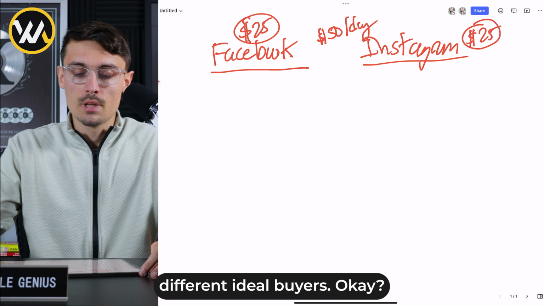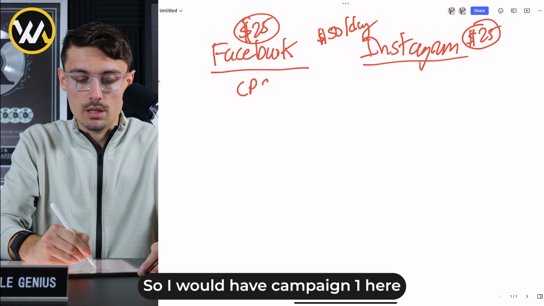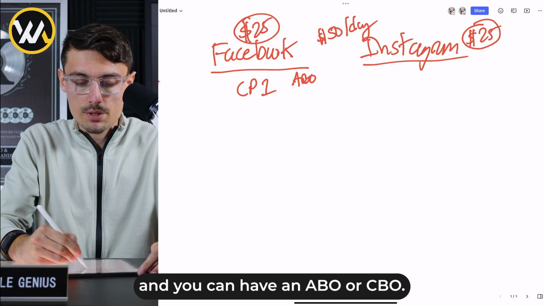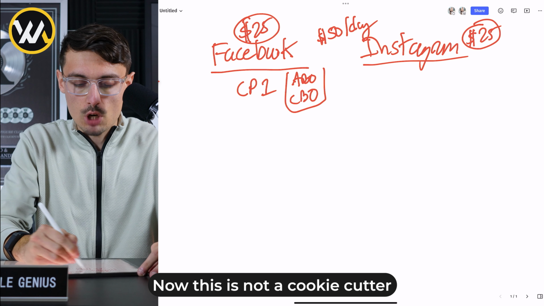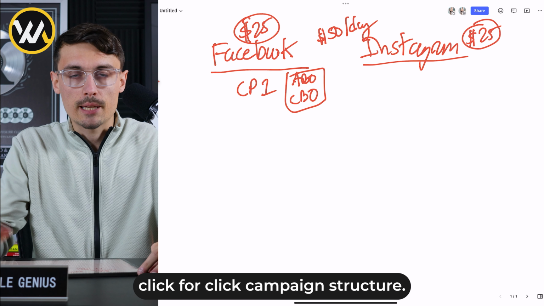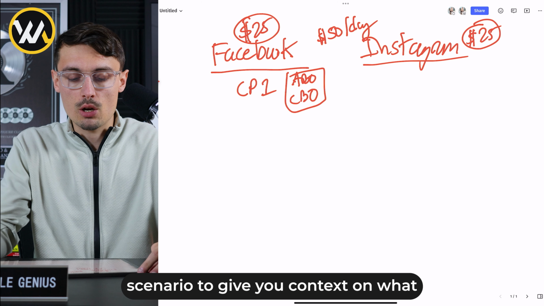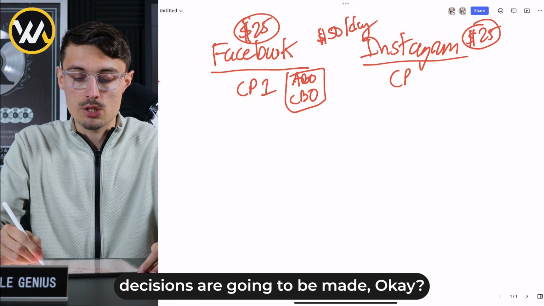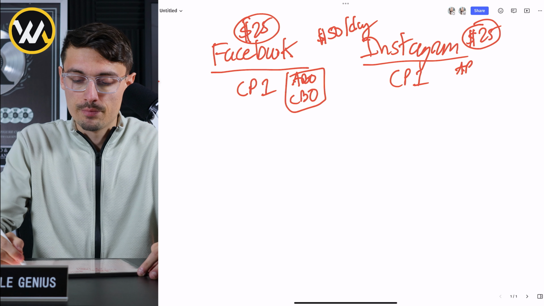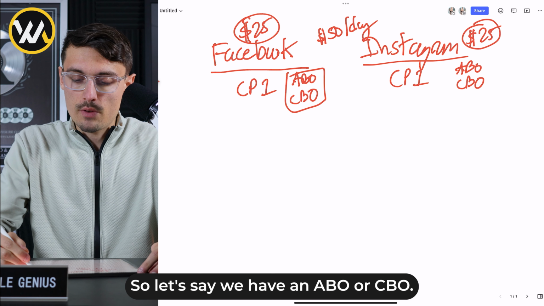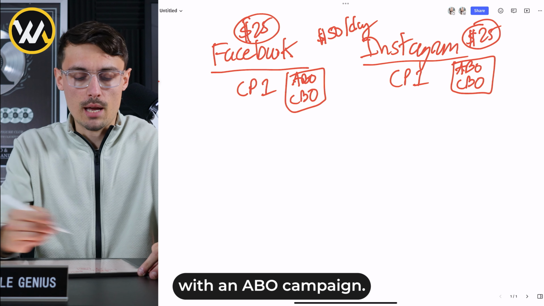Okay. So I would have campaign 1 here, and you can have an ABO or a CBO. Now, this is not a cookie cutter, click for click campaign structure. This is for me to go through a fictional scenario to give you context on what decisions are going to be made. Okay. So let's say we have an ABO or a CBO. We're going to start off with an ABO campaign.